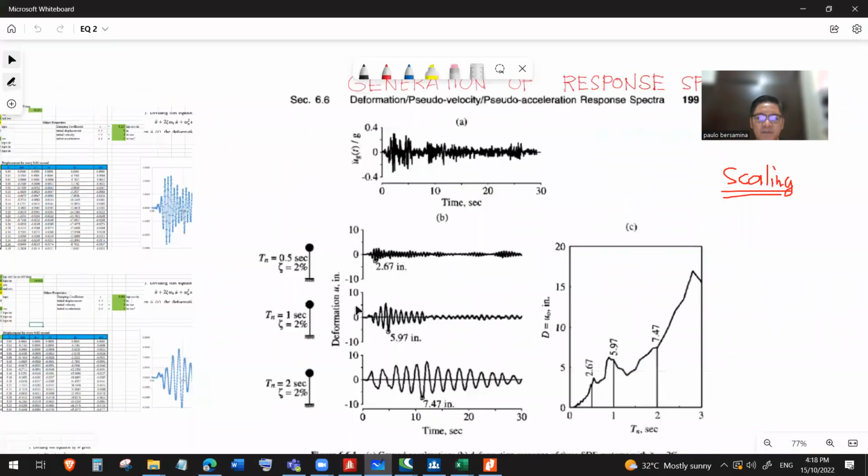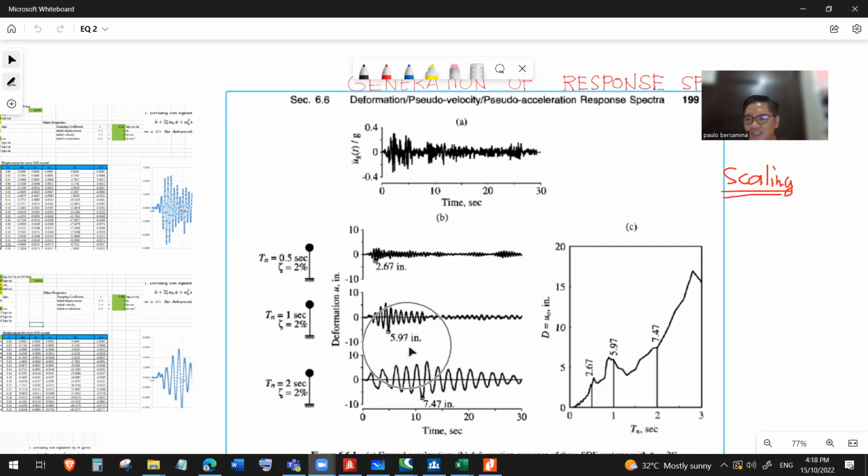So, how about the other period? So, next, 1 second structure, no? 1 second. So, 1 second is roughly 10 story, no? Roughly 10 story, and the maximum deformation is 5.97 inch. So, makes sense, no? Because 5 story versus 10 story na mas flexible, so mas mataas, no? So, it should have a higher displacement. Okay?